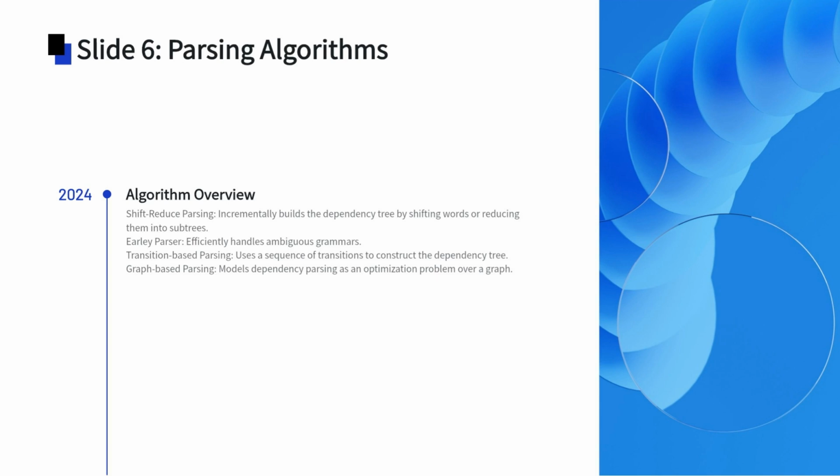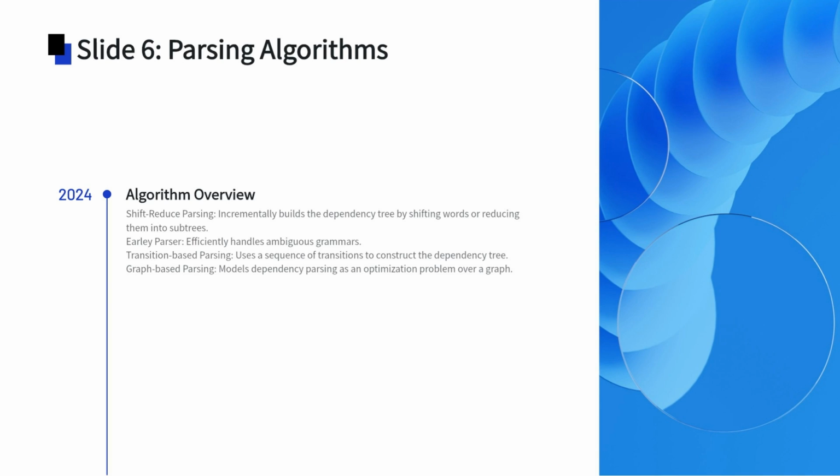Shift-reduce parsing. This is one of the most common algorithms for dependency parsing. It incrementally builds the tree by shifting words onto a stack or reducing subtrees to smaller components. Earley parser. The Earley algorithm is used for parsing ambiguous grammars and is known for its efficiency in handling various sentence structures. It can handle both context-free and dependency grammars.